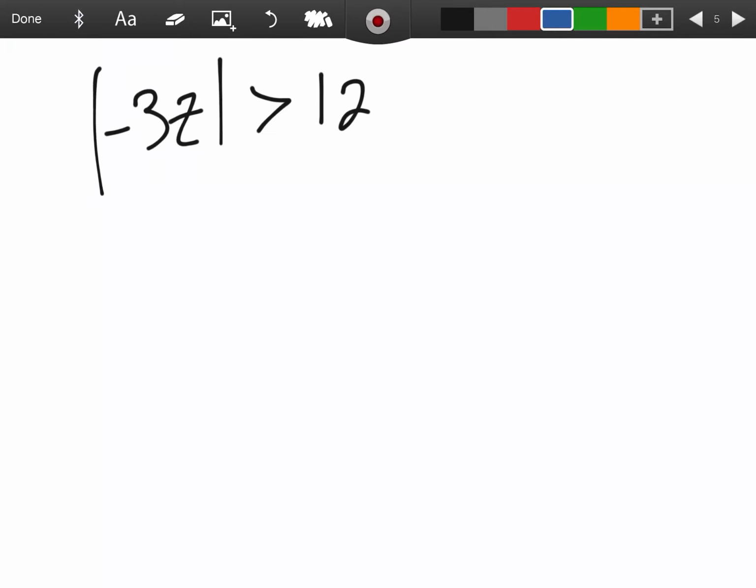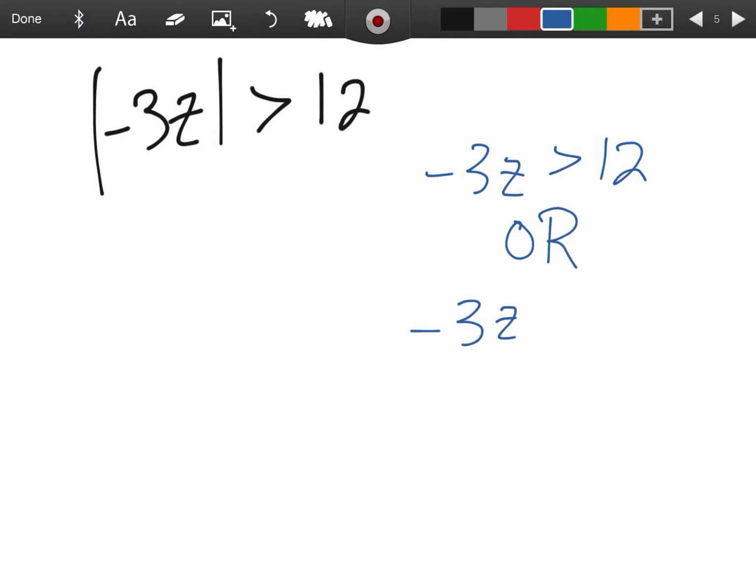Perfect. Last example. Here we have the absolute value of negative 3z is greater than 12. So let's follow our same steps here. I write negative 3z. I keep the sign the same for the positive, so negative 3z is greater than 12. It's a greater than sign, so I use an or statement. Or negative 3z, now I'm going to flip the sign and make the other side a negative. So flip the sign to a less than and negative 12.